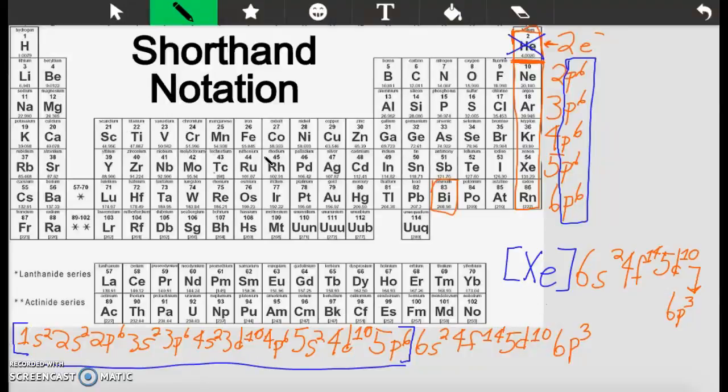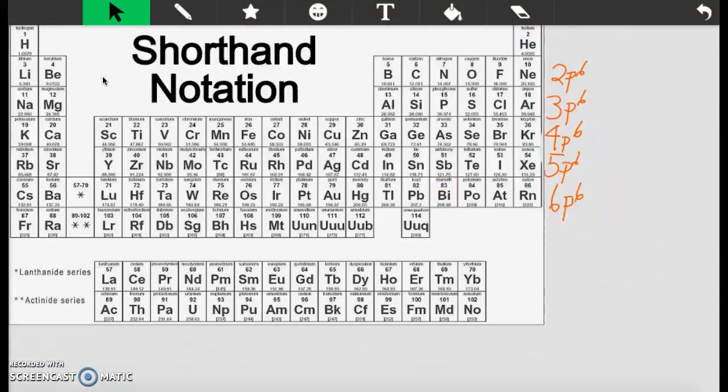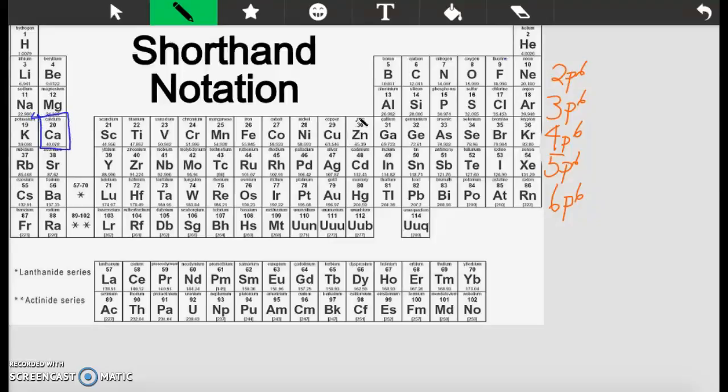Now we're going to use this on a smaller element just so it doesn't have to be so crazy. We'll do a fairly simple one. Let's do calcium. Now, rather than writing out the entire thing and then turning that into shorthand notation, which defeats the purpose of doing shorthand notation if we're just going to do it the long way, we're going to really shortcut this down now. So calcium is atomic number 20. So go backwards until you find the first noble gas.